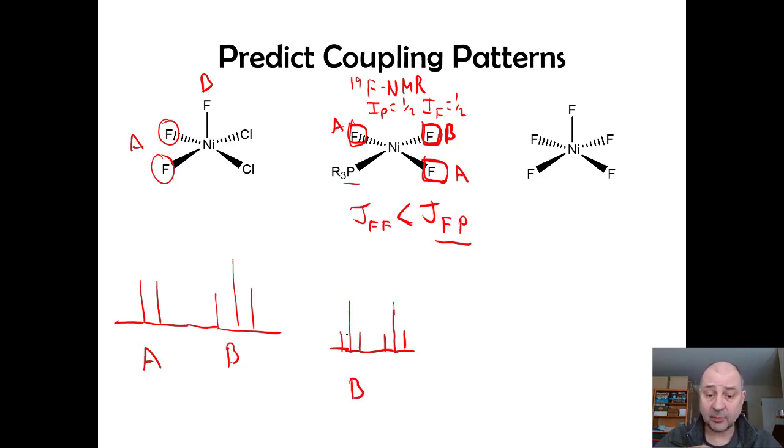So this would be signal B, and then signal A. Now we have, again, we are going to use the fluorine phosphorus coupling first, which is also a doublet.